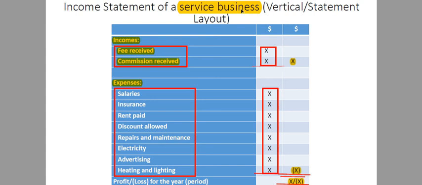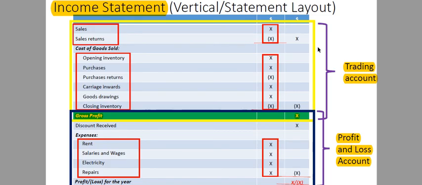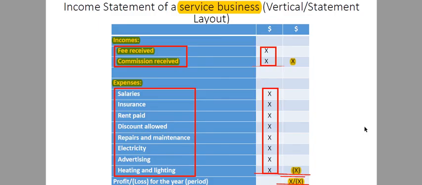I'll take you briefly to the previous slide just to compare it with the income statement of a trading business. You notice here we have made it into 2 sections actually, or 2 parts, and the one part is the trading account and the other part is the profit and loss account. And let's show you again the other one. Here there are no 2 such parts, so it's just incomes minus expenses and gives you the profit or loss.